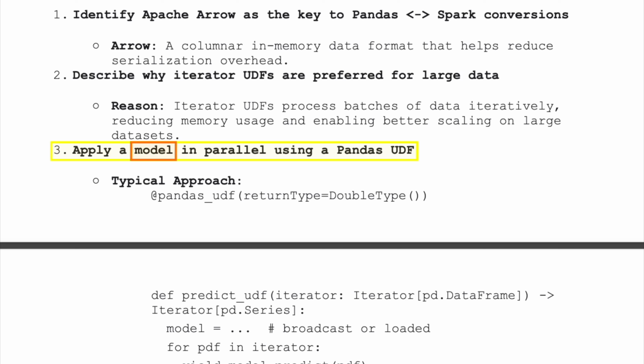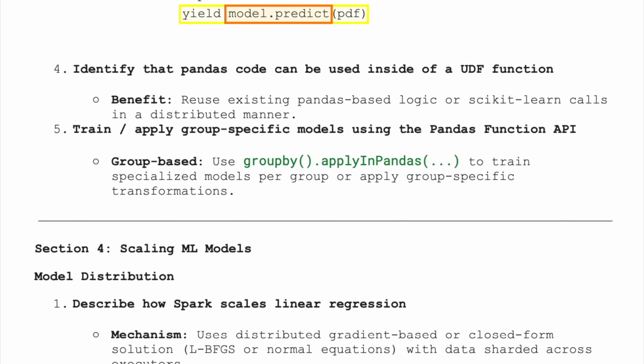3. Apply a model in parallel using a Pandas UDF. Typical approach: @pandas_udf with return type DoubleType, def predict_udf(iterator: Iterator[pd.DataFrame]) -> Iterator[pd.Series]: model = ... # broadcast or loaded; for pdf in iterator: yield model.predict(pdf). 4. Identify that Pandas code can be used inside of a UDF. Benefit: reuse existing Pandas-based logic or scikit-learn calls in a distributed manner.